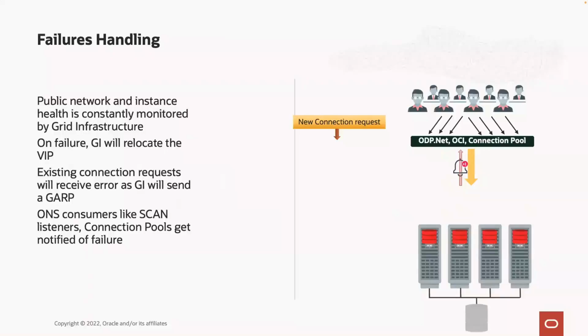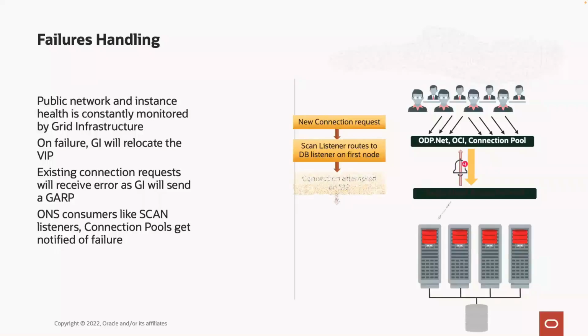So when there's a new connect request, we go to the connection pool, or if it's a direct one, doesn't matter. We go to what we call the scan. The scan listener will route to the DB listener. Let's say it goes to the first node. This is perfect. The first node says, all right, this is good. But as it is trying to respond to that, there is an instance or a network failure, a public network failure.